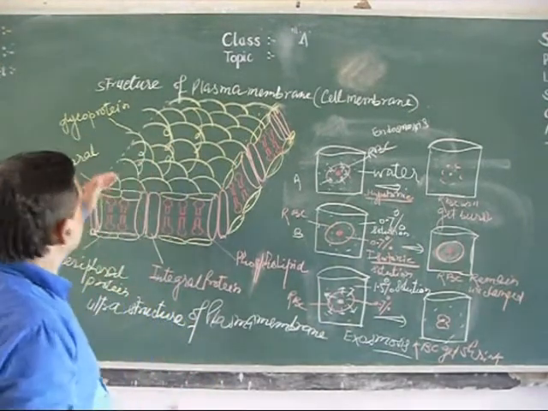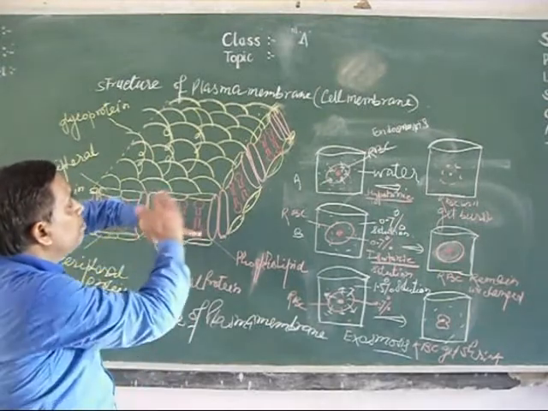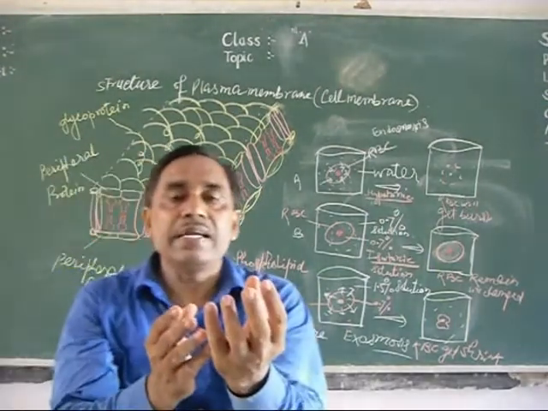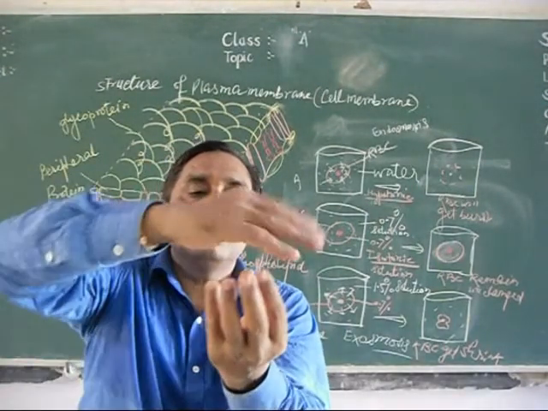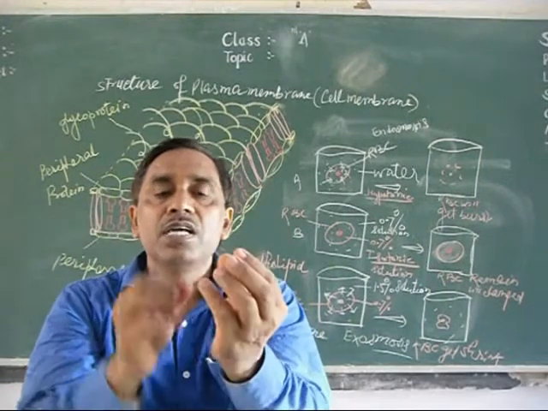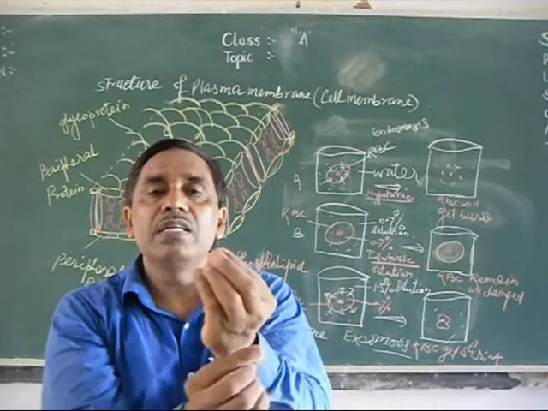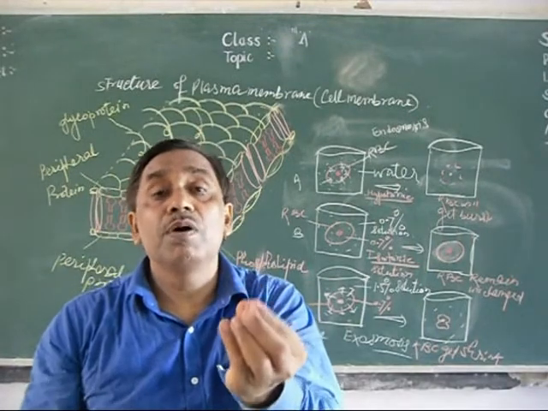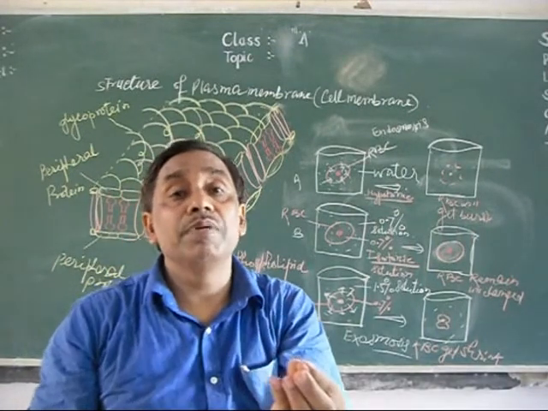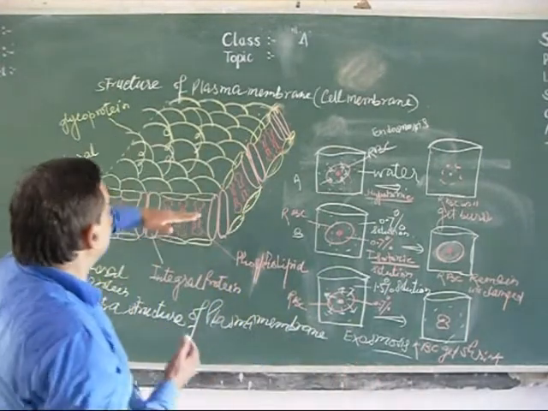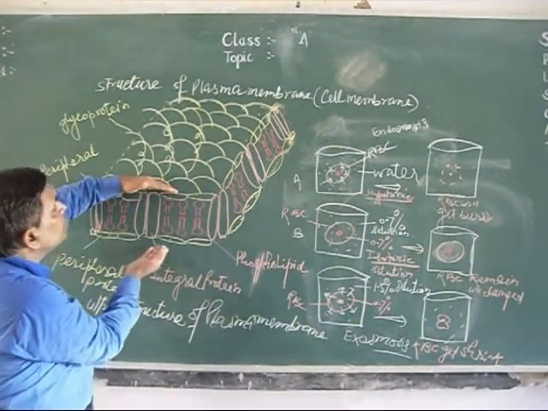Here you can see the plasma membrane is a fine membranous structure. You have seen the egg. When you remove the hard covering of the egg, you will find a very small, fine, whitish layer. That is also a type of egg cell membrane or plasma membrane. And here is the plasma membrane ultrastructure.